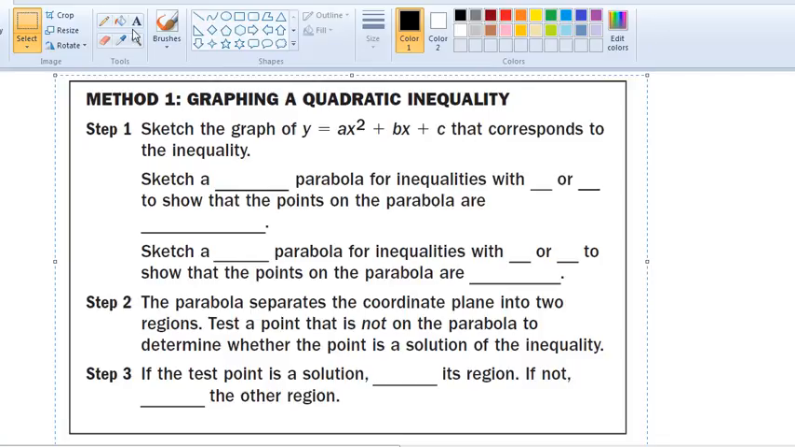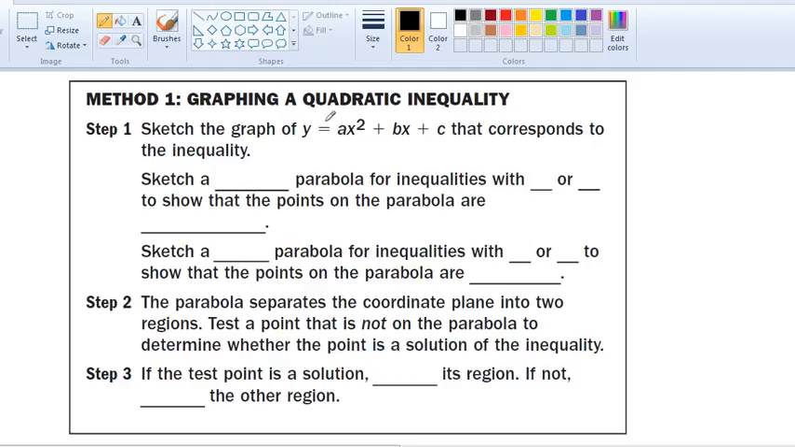Now we want to have some rules that we can use for graphing a quadratic inequality. You're going to probably remember this from the previous chapter or chapters when we graphed linear inequalities. Let's start here. The first thing we're going to do is sketch a graph that corresponds to the inequality. You don't have to write this, but it might look something like this, or it might look something like this.